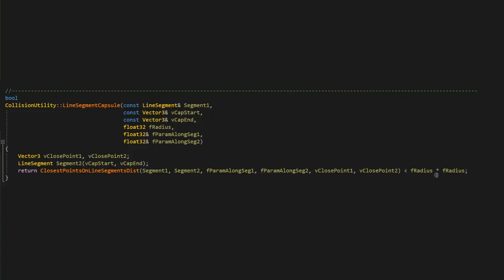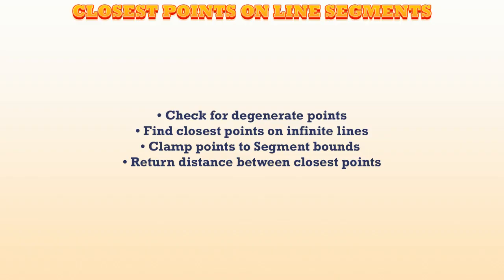To summarize the closest points on the line segments function, we first find the closest points on the infinite lines that subsume the line segments. We then clamp these points to the bounds of the segments to get our final result. To make this robust, we check for degenerate cases first. This occurs when one or both segments have near zero length, which implies the collision primitives are static between frames.